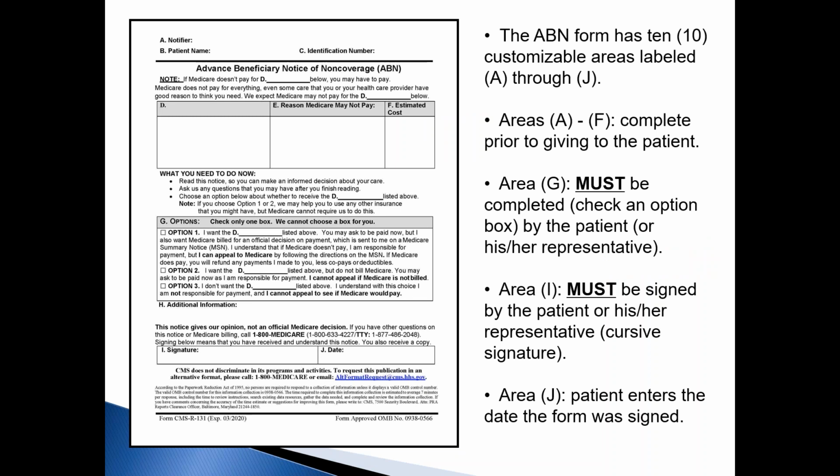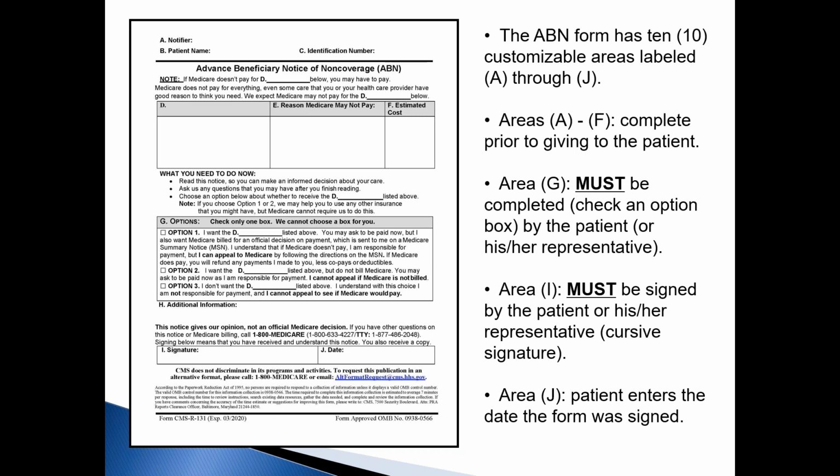There are 10 customizable areas labeled A through J. Areas A through F you can complete before you even give the form to the patient. Area G, which is the option box, must be completed by the patient. Area I is where the patient signs it. Obviously, the patient must sign the form. And area J is where the date would go in.